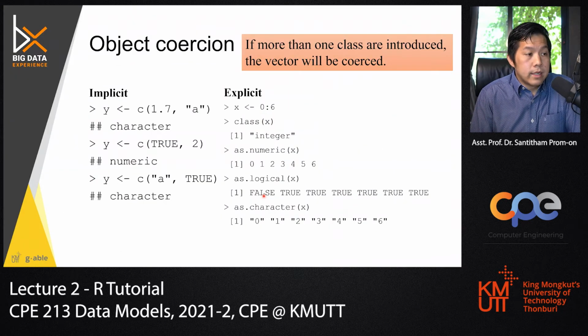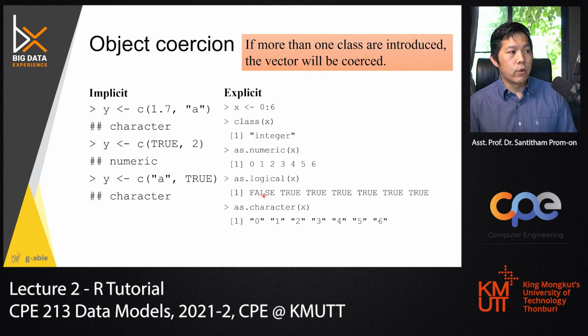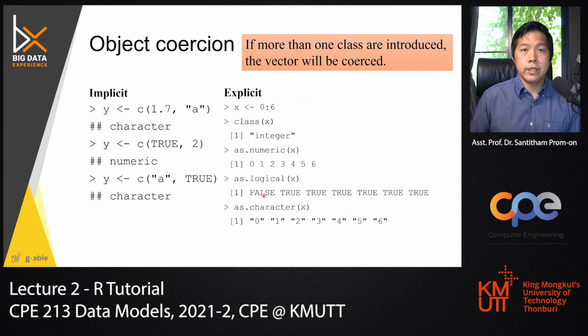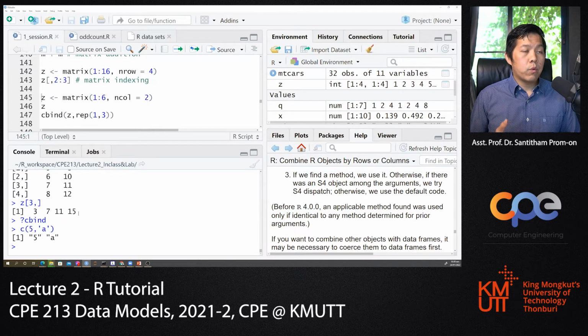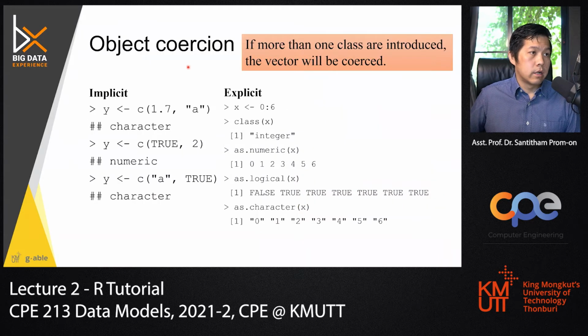For vectors and matrices, there's a concept of object coercion. This is important because many times when you read the data in as vectors, the data will be converted to be just one data type. Let's say if you have a vector c of 5 and A, it will be converted to a character vector of the string 5 and the string A, right? This is called coercion, object coercion, right? If you have a number and a string, it will be coerced to a string, to characters.